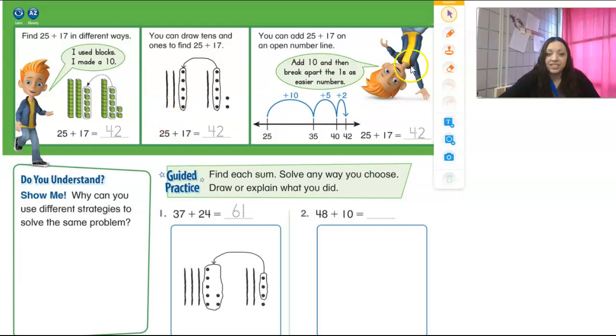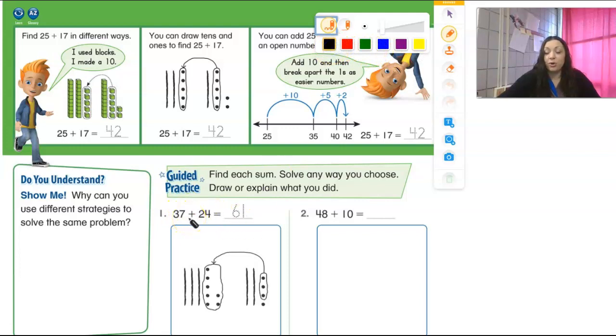All right, so up here you can see how he showed us different ways that he made the number and figured out our addition problem 25 plus 17. It looked like a really tricky addition problem, but when he broke it up, it made it a lot easier. So down here at the bottom, they're showing us an example. 37 plus 24. Well, that seems like a huge number to add, but look, for 37, they drew 1, 2, 3 10s and 7 1s, and then for 24, they drew 1, 2 10s and 4 1s.